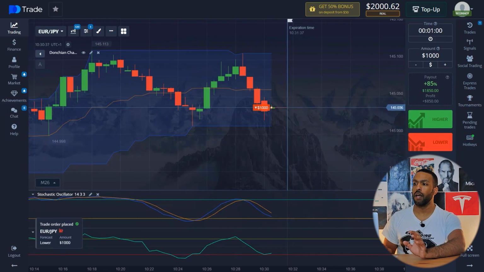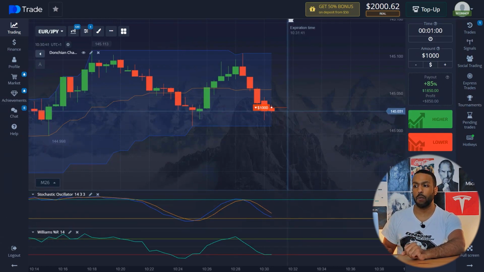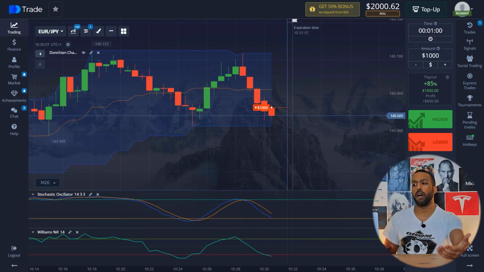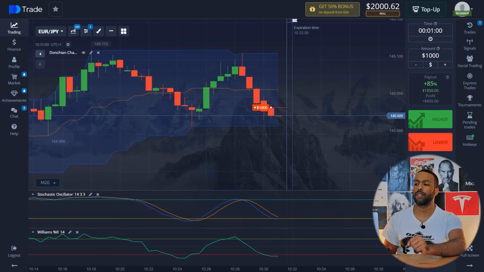I opened a down trade for $1,000 for 1 minute. Just now we have a classic sideways movement on the chart in which the price moves from a conditional support level to resistance and back. When entering the trade, I assumed that the downward movement would continue, in which the price should approach the lower limit of the Donchian indicator.